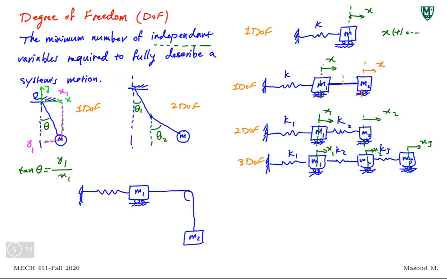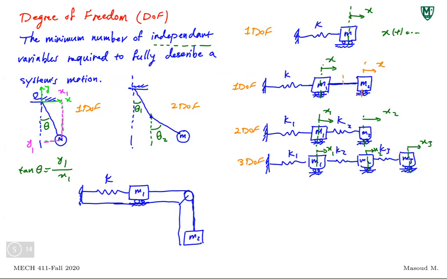Mass 2. The pulley is there. And this is hanging by a thread. What is the degree of freedom for this one? Two degrees of freedom.